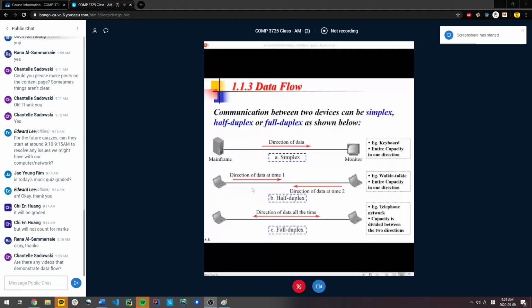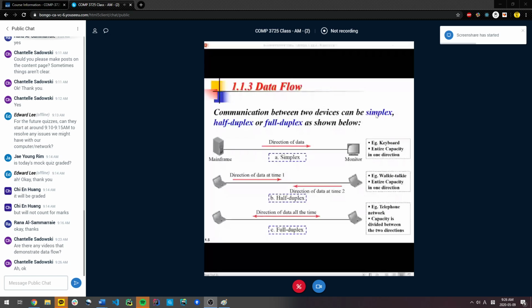The other thing that I should note is that your understanding of this slide, minimally, is really just the classification in terms of the terminologies of simplex, half duplex, and full duplex. You can just imagine data is actually flowing in just one direction. I don't know if there are any videos made of this, because it's simply a concept of how we allow directional flow of data.